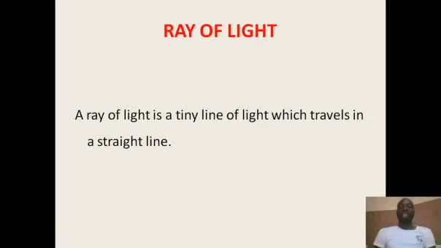A ray of light. What is a ray of light? Now if you have your torchlight, or if you have a point of torchlight, you see it moving in a straight line. Now when there are many lines moving, we don't call it a ray of light, but when it is a single line, we call it what? A ray of light. So what is a ray of light? I say that a ray of light is a tiny line of light which travels in a straight line.